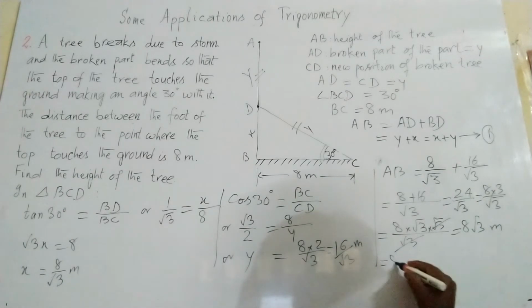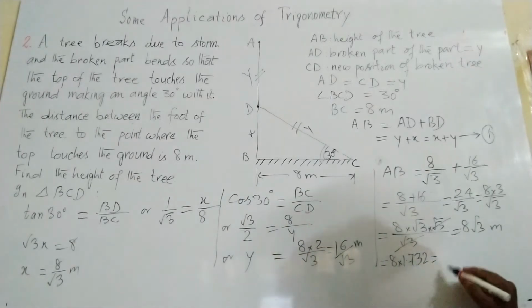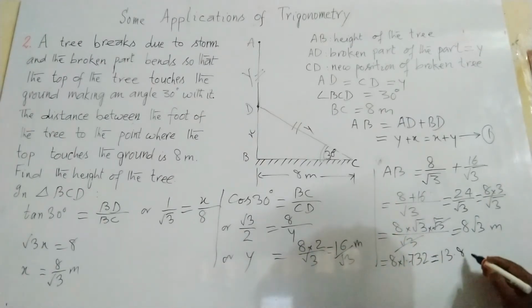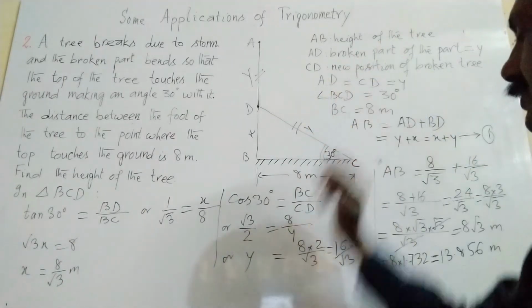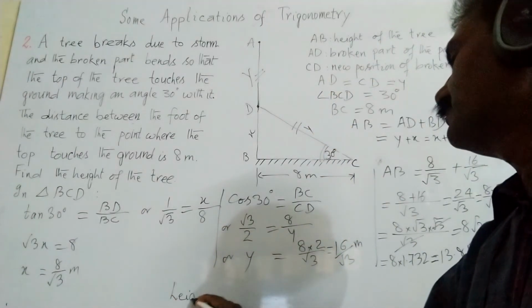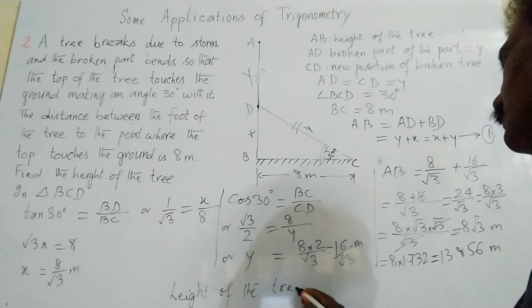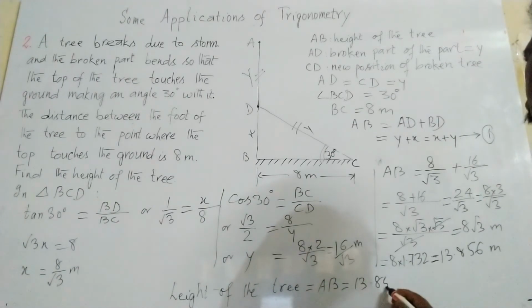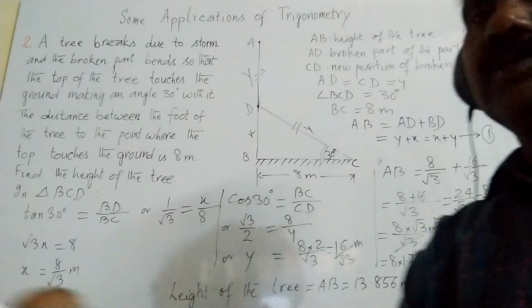Okay, then 8 root 3, with root 3 equal to 1.732, multiplying gives 13.856 meters. And this AB is the height of the tree. Then we can write the height of the tree AB is equal to 13.856 meters, and this is your answer. We had to find out the height of the tree.